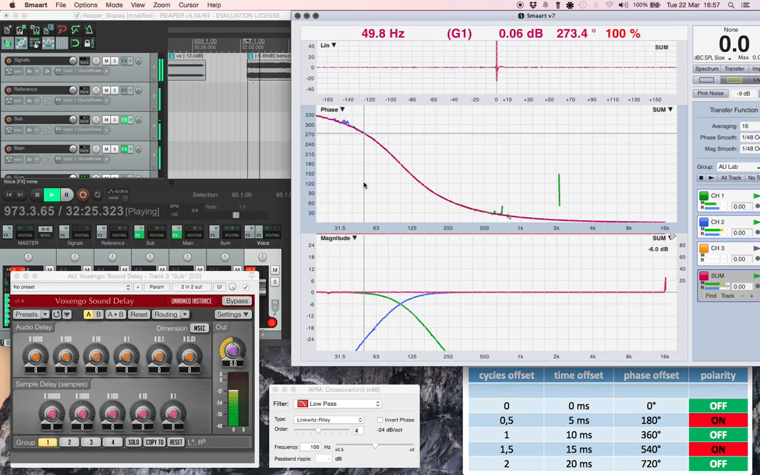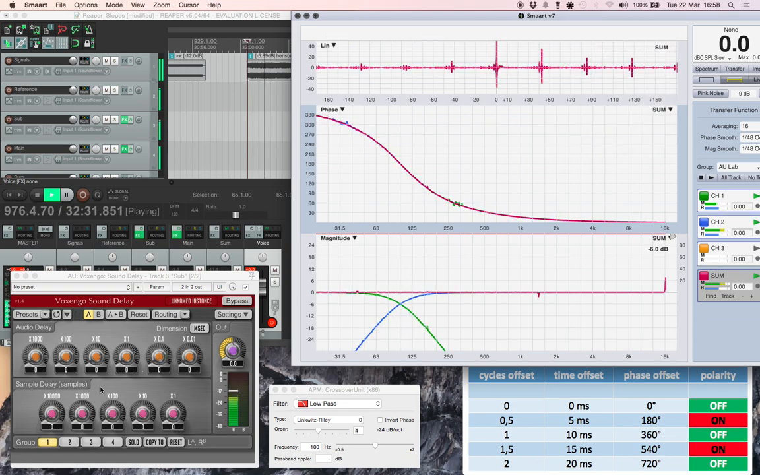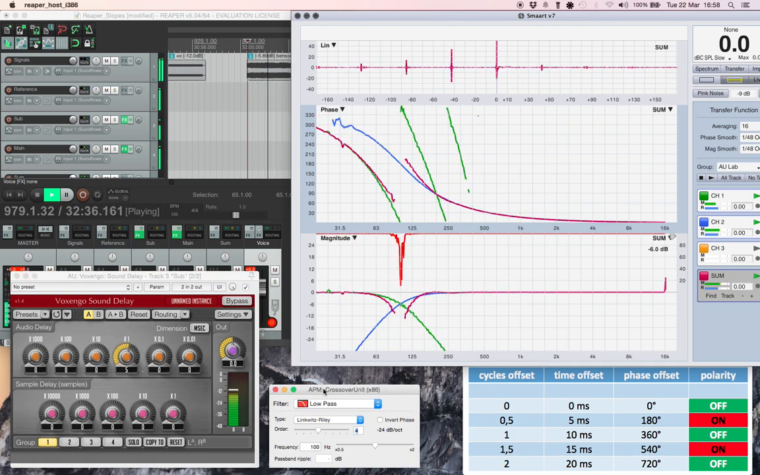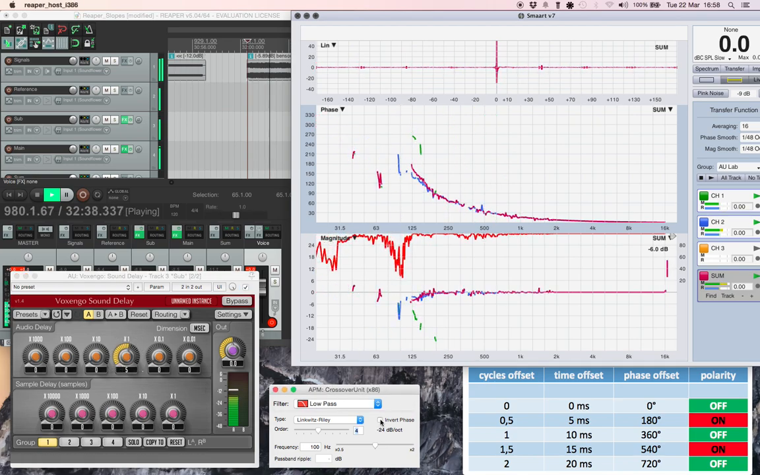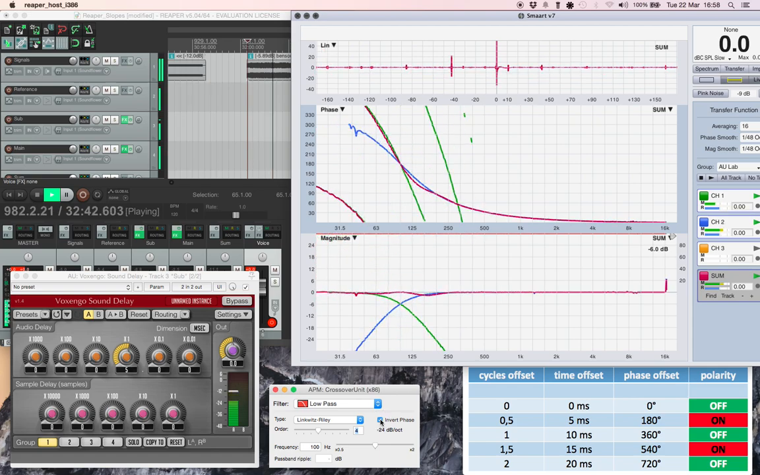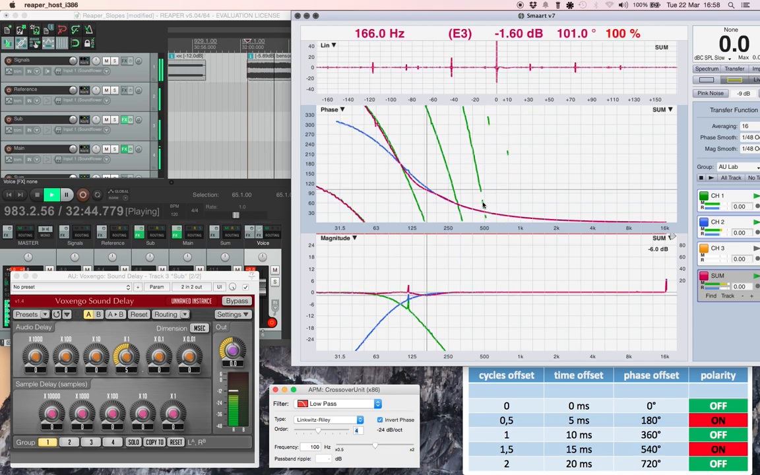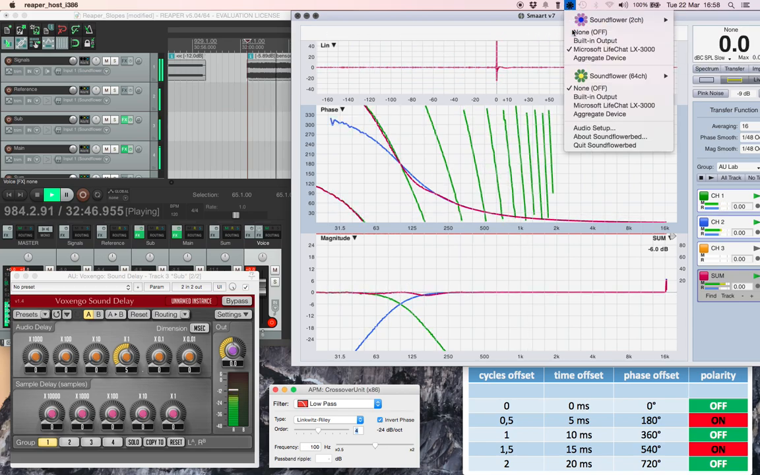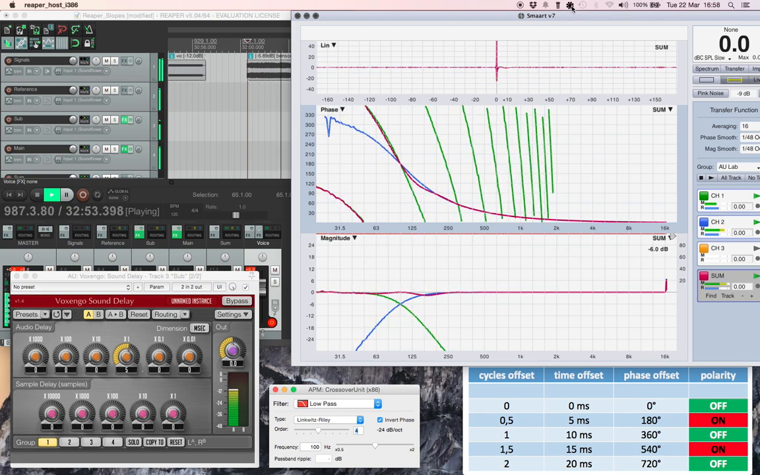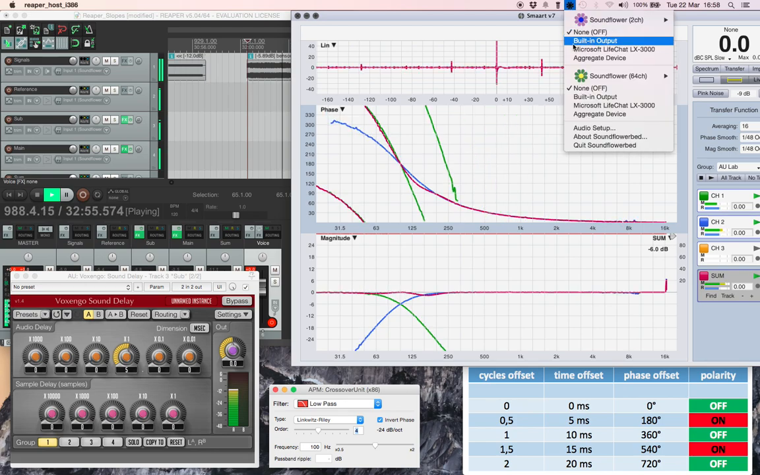So currently this is our textbook example. Now let's go to the other instances. So this is half a cycle apart, only 5 milliseconds. It's hard to tell whether something is wrong.